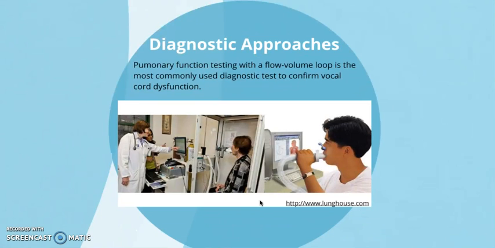Diagnostic approaches. Pulmonary function testing with flow volume loop is the most commonly used diagnostic test to confirm vocal cord dysfunction, as well as the laryngoscope.